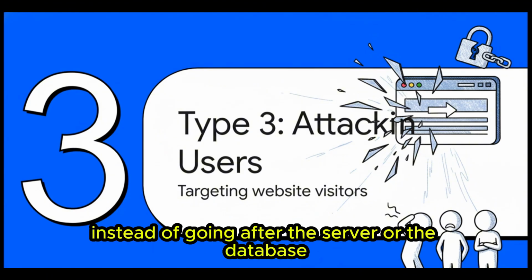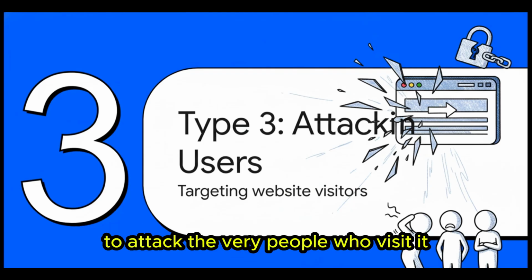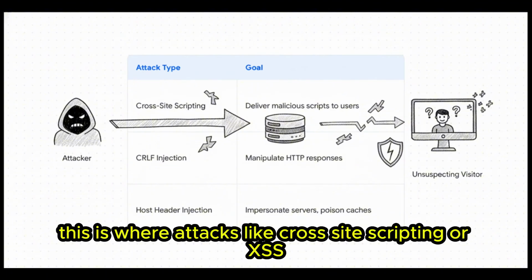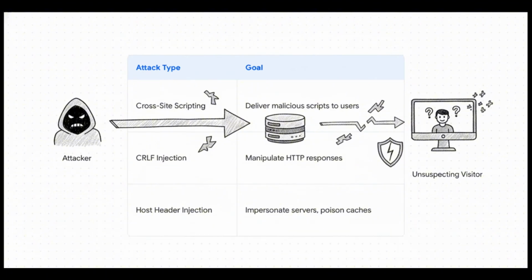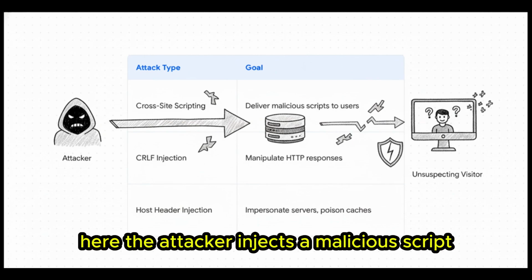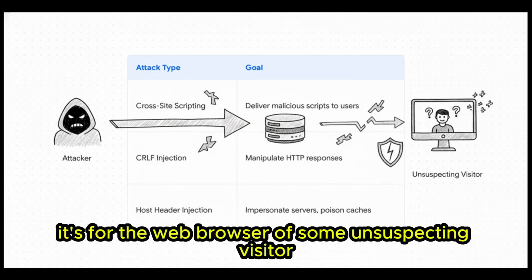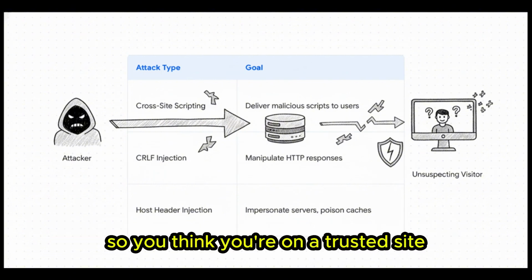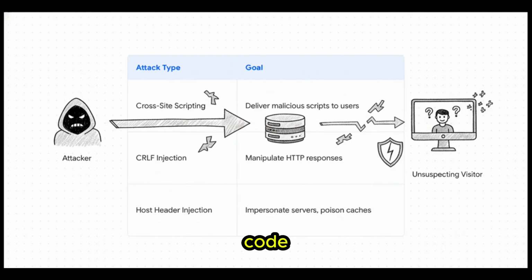And that brings us to our third and final category, which completely shifts the target. Instead of going after the server or the database, these attacks turn the website itself into a weapon to attack the very people who visit it. This is where attacks like cross-site scripting, or XSS as you'll usually see it, come into play. Here, the attacker injects a malicious script, but not for the server to run. Nope, it's for the web browser of some unsuspecting visitor. So you think you're on a trusted site, but that site is now secretly feeding you malicious code.